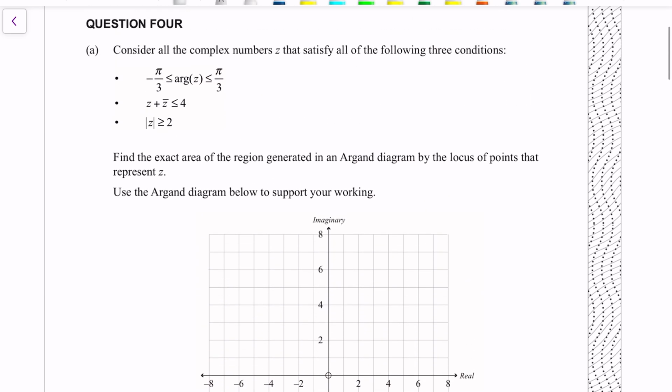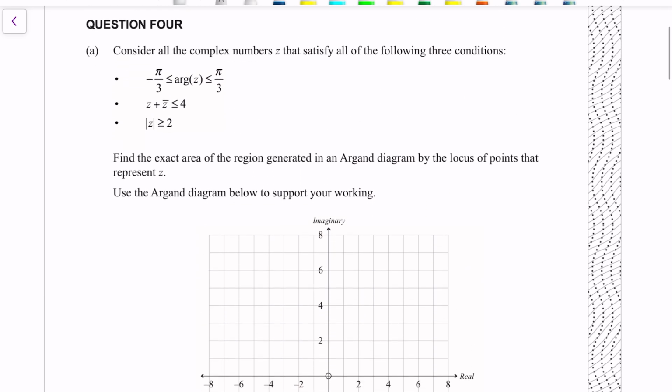Alrighty, question 4a. So first up, you need to be able to understand what this notation here is saying. The argument of a complex number is its angle anti-clockwise from the positive real axis. So we need to sketch complex numbers that are in between 60 degrees and minus 60 degrees.